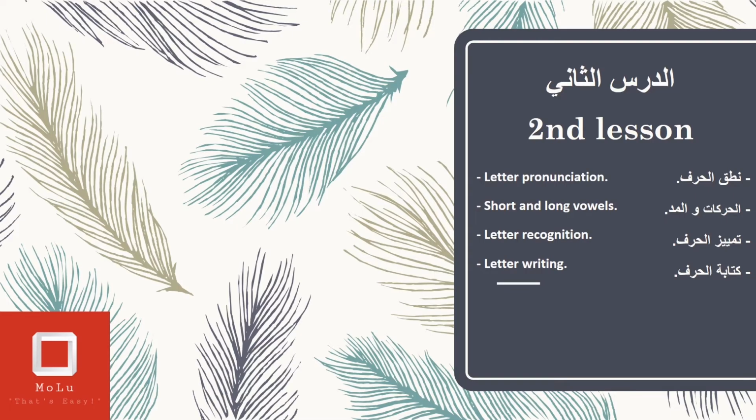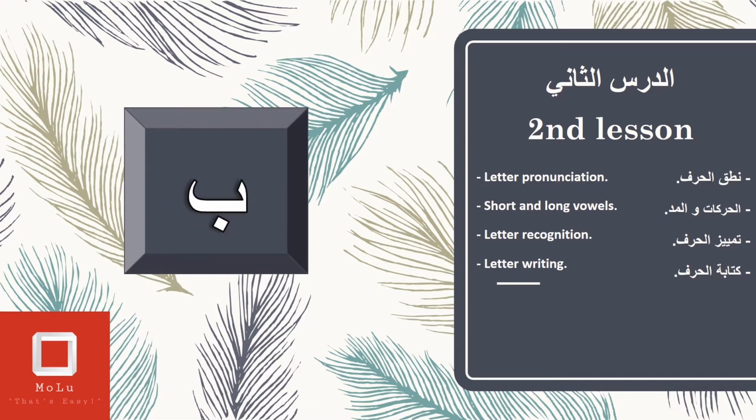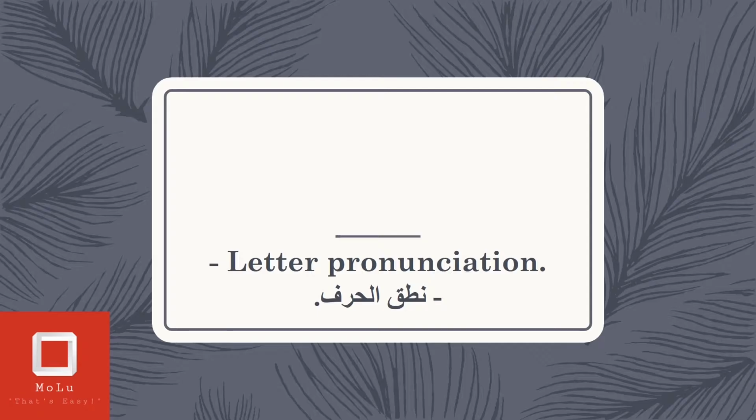This is the second lesson for the Arabic alphabet. The second letter is ba. In this lesson, you will learn how to pronounce the letter with the short and long vowels, and you will also know how to recognize the letter, whether it's at the beginning of the word or in the middle or at the end. And finally, you will learn how to write it correctly.